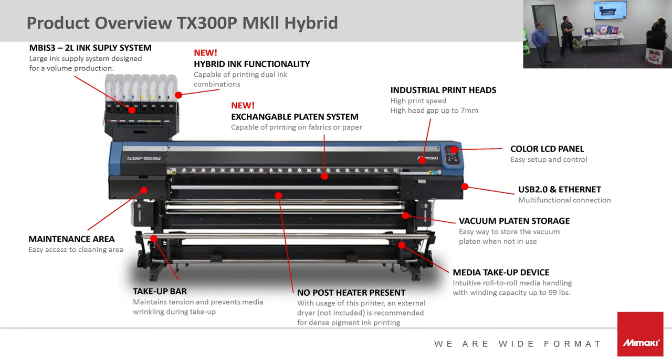So here's a picture of the machine. It is a hybrid. We offer the hybrid functionality here, where you can print directly to transfer paper. If you're printing directly to transfer paper, it will come with a vacuum platen storage that is easy to just snap into the printer. If you're not printing with transfer paper, you can easily store it under the machine, and then you can begin printing directly to transfer paper. It comes with the media take-up device as well. There is no post heater present, but there are third-party heaters that you can use externally, and it also comes with the take-up bar.